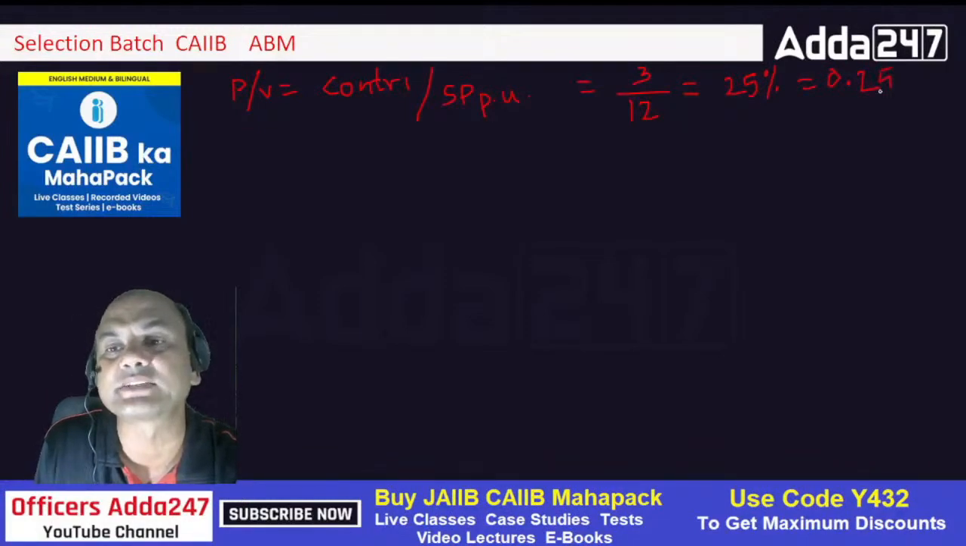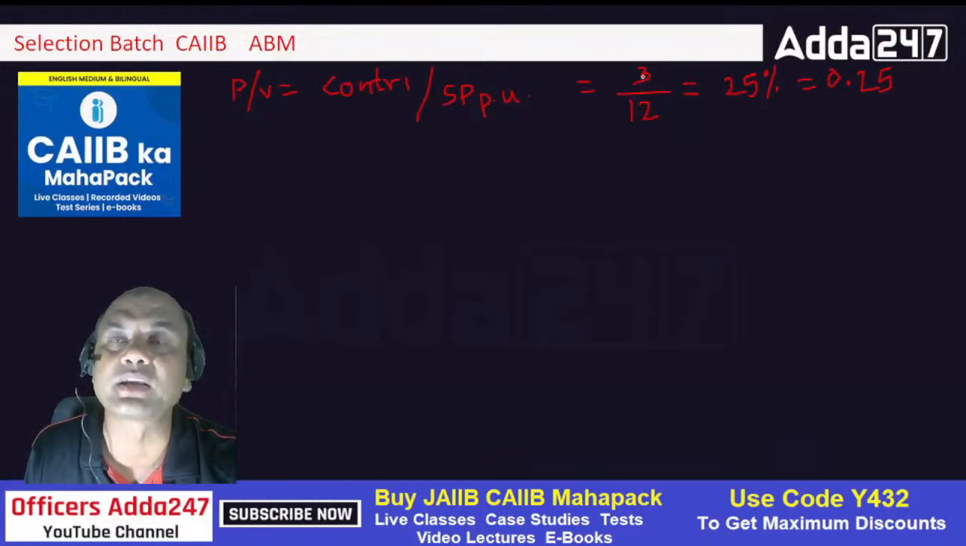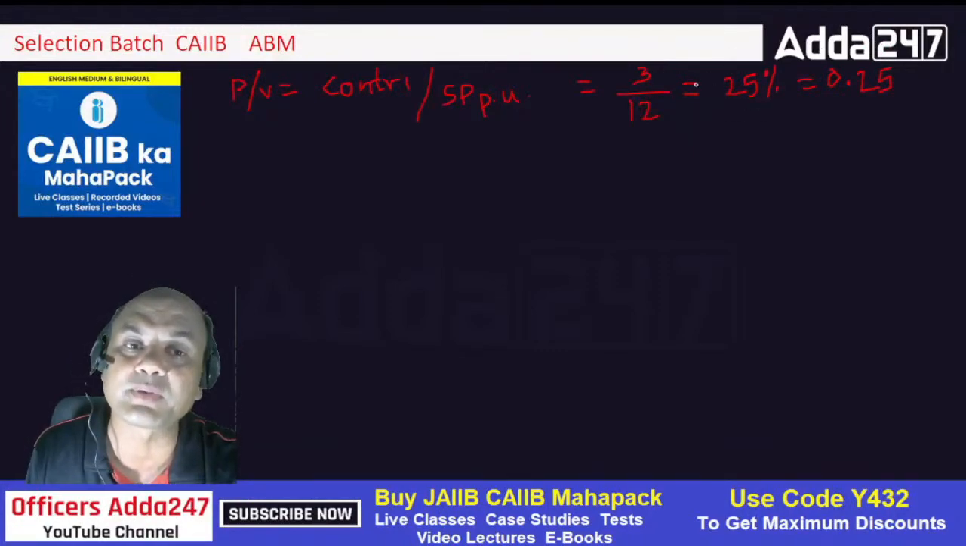Depending on what is asked in the exam. If they ask you in terms of ratio, then you will write 0.25. If they ask you in terms of percentage, then you will write 25%. So PV ratio equals 25%.